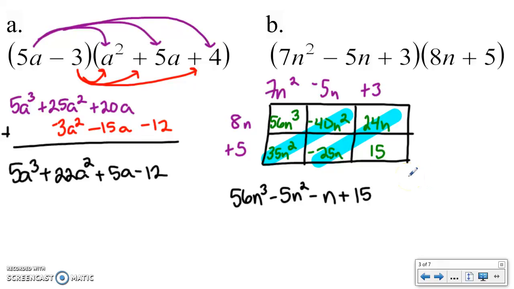Okay, so 2 problems. Both have a binomial and a trinomial. For one, I use the box. For the other one, I use FOIL. It's completely up to you. If you have questions on setting up the box, make sure you ask.